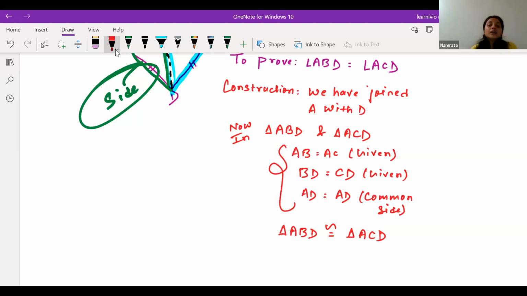So here in our information it was AB is equal to AC. I have written AB, AC in the same place. Till now we are well and good. Let's go ahead and check. BD is equal to CD. BD is equal to CD. Now also we are on the right track. Next one, AD is equal to AD. Can you see AD is equal to AD? So yes, our name is perfect.